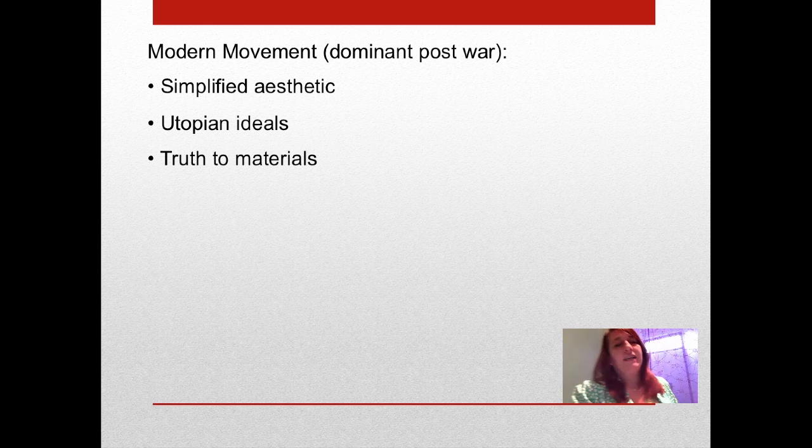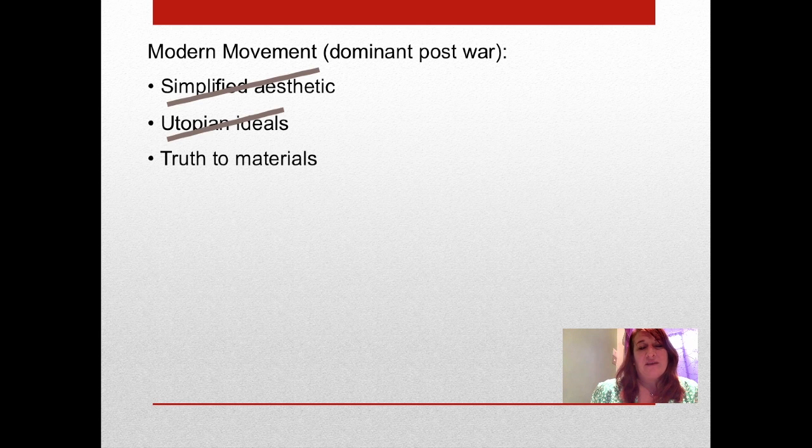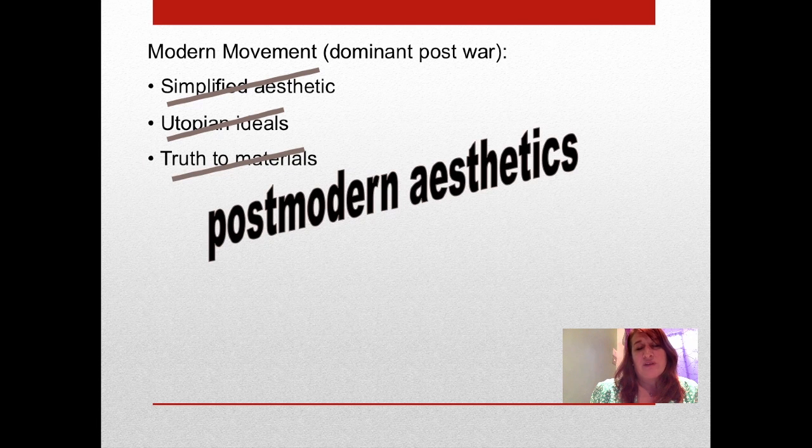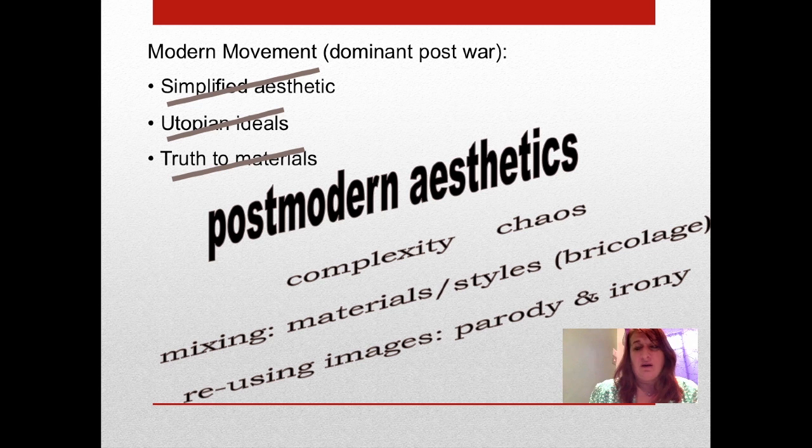So we can see, really, in terms of sort of an aesthetic movement, the modern movement was really exemplified by a simplified aesthetic, about utopian ideals, and about truth to materials. As we're going into more sort of postmodern aesthetics, these, it's argued, are defined by their complexity, by their chaos, by the way that materials and styles are mixed and matched. It's also known as bricolage, where we bring elements from different contexts and put them all together to show some aspect of parody and irony.